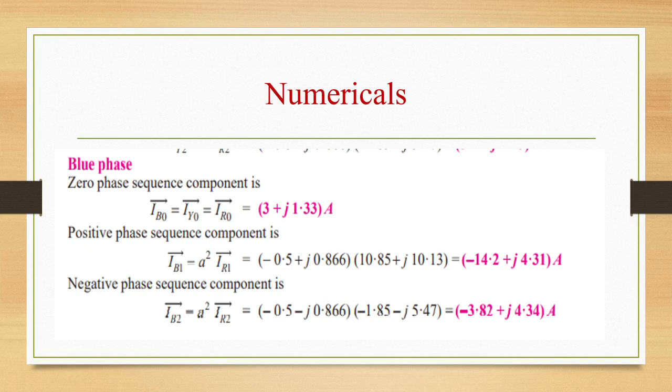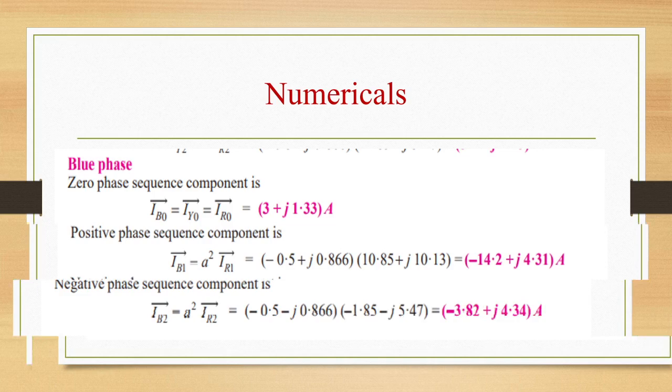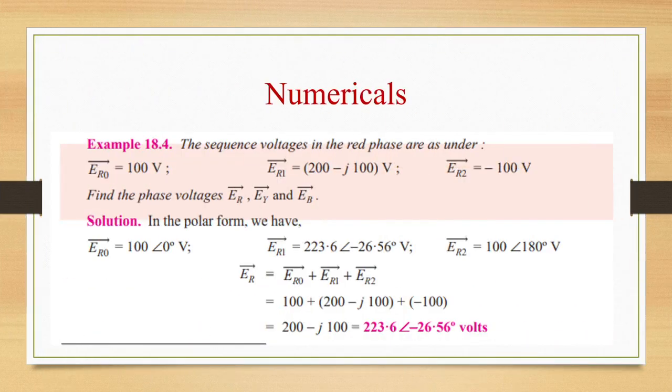The negative phase sequence component IB2 is equal to A IR2. A is minus 0.5 plus J0.866 and IR2 value is minus 1.85 minus J5.47. So the answer will be minus 3.82 plus J4.34 amps. Let us see the next numerical.